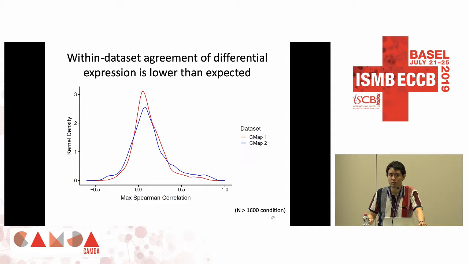In this case, I take the pairwise correlation between the replicates of the same condition, and I'm plotting the best performing correlation. And we see that the distribution still centers around zero. To put this distribution in perspective, what we commonly observe when we are doing correlations of differential expression replicates within a data set is actually around 0.9, as reported by MAQC. So what we are seeing here is a much, much lower agreement.